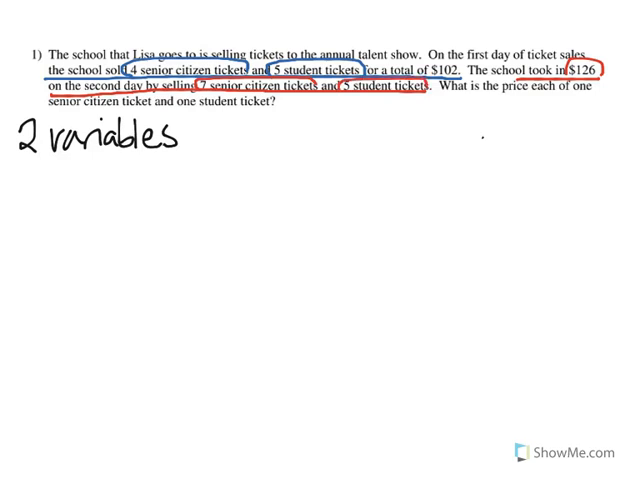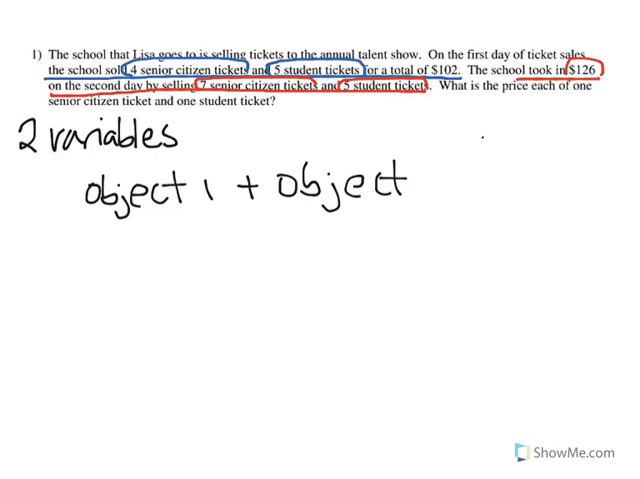And so what we know is going on is our equations are going to have object 1 plus object 2 in some sort of fashion, and we want to be able to find the cost of each object. So luckily it gives us, like I said, a very similar structure.